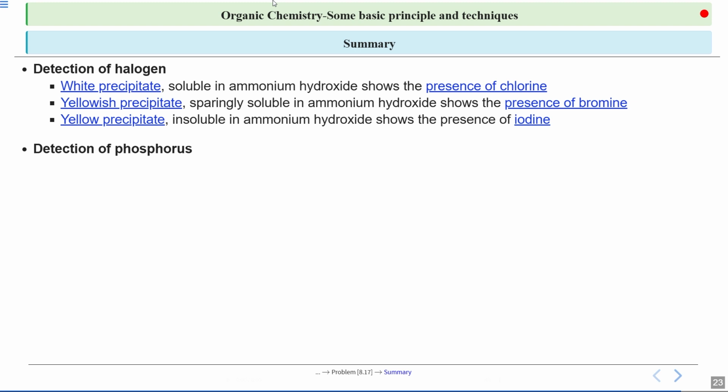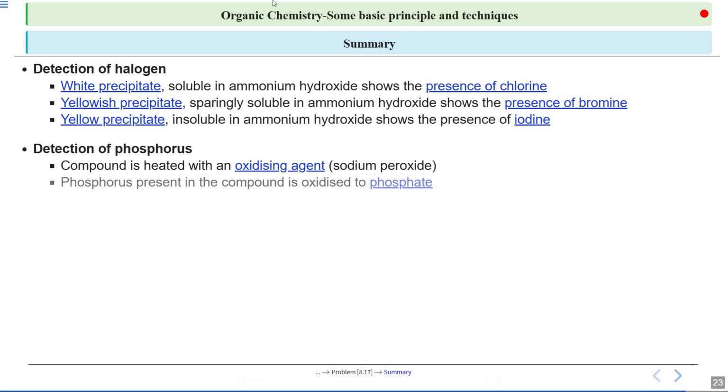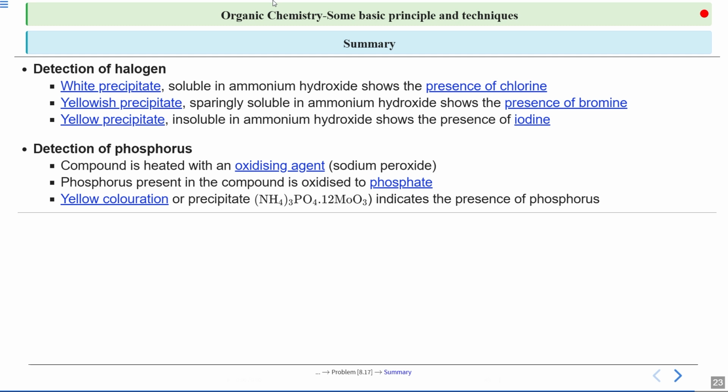Talking about the detection of phosphorus, the compound is first heated with an oxidizing agent, suppose sodium peroxide. This step is crucial because it converts the phosphorus into a detectable form. The phosphorus present in the compound is oxidized to phosphate. And finally, the appearance of a yellow coloration or precipitate indicates the presence of phosphorus.